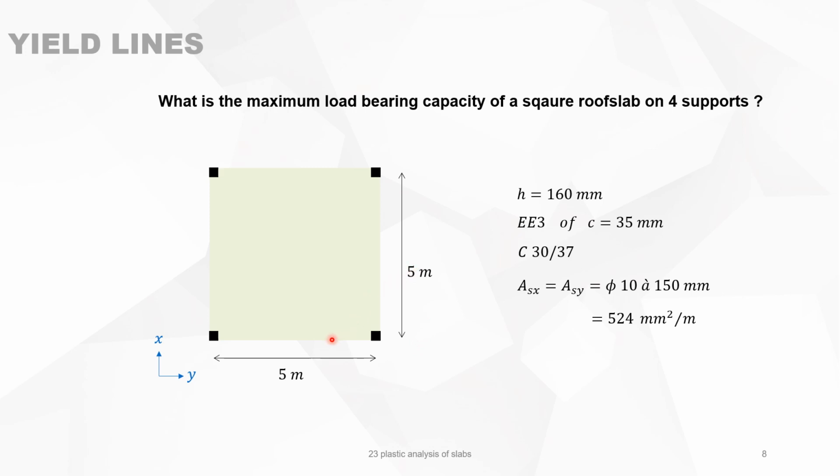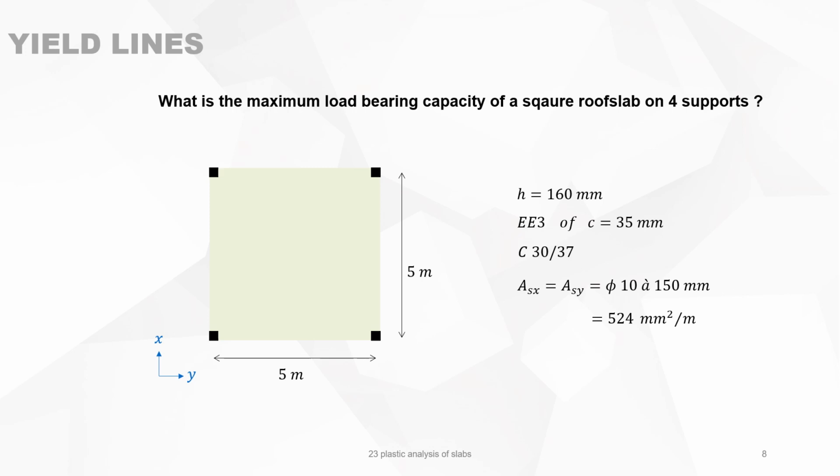We have a normal slab thickness of 160 millimeters. It's environmental class XE3, so the concrete cover is 35 millimeters. We use a normal concrete C30/37, and the reinforcement is diameter 10 at 150 millimeters in X and Y direction, or 524 square millimeters per meter. So a normal slab, nothing peculiar about it.